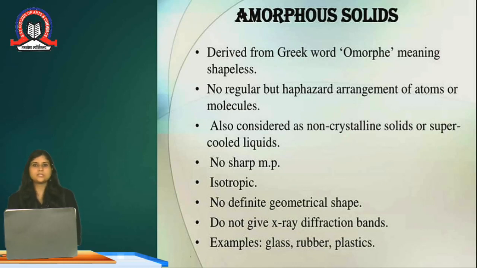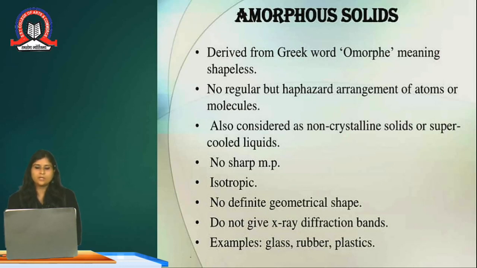As we have just discussed, there is no sharp melting point. Why is there no sharp melting point? Because there is no particular arrangement of atoms or molecules. So there is no need of a high temperature to melt them down or to boil them at high temperature.